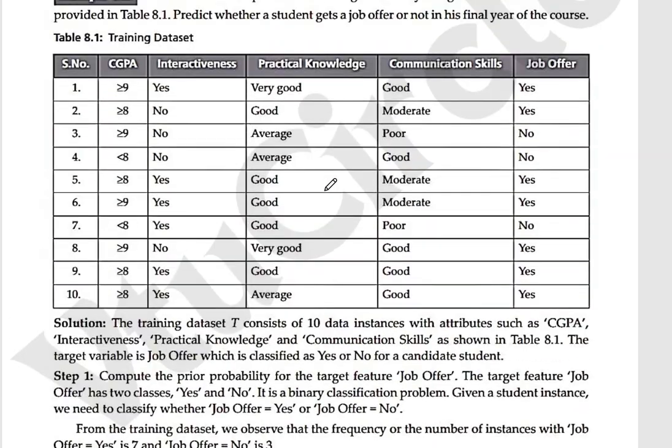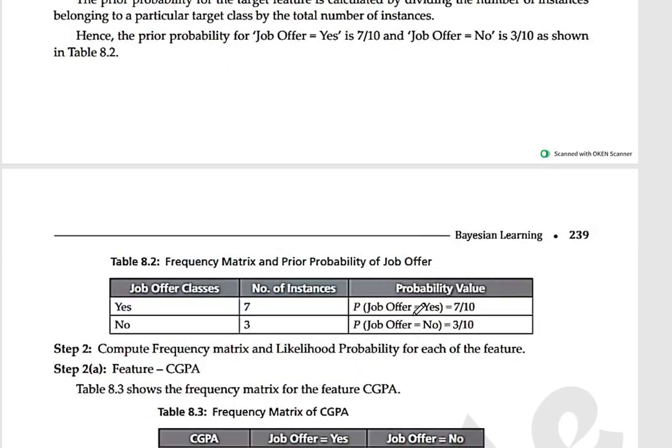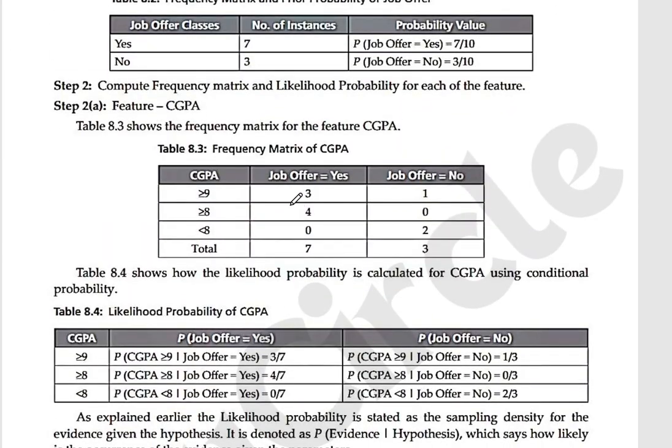Let's see here in the table. Greater than or equal to 9, then job offer is equals to yes. Then greater than or equal to 9, job offer is equals to no. So not this one. Greater than or equal to 9, job offer is equals to yes. Greater than or equal to 9, job offer is equals to yes. So how many? 3 instances are yes. So number of instances yes for the class greater than or equal to 9 is 3. Similarly for the no was 1.